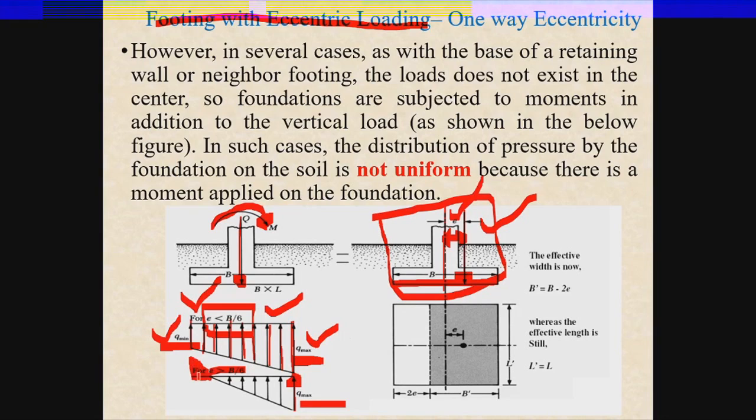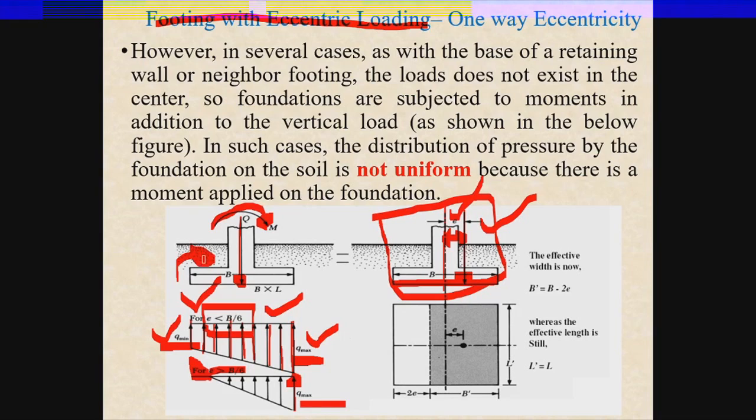Now this negative pressure is basically creating tension on the left hand side of the footing, and as you guys know, soil can resist compression but it cannot resist tension. So what will happen on the left hand side of the footing? The left hand side of the footing will try to lift off from the soil, or vice versa, the footing will try to overturn.